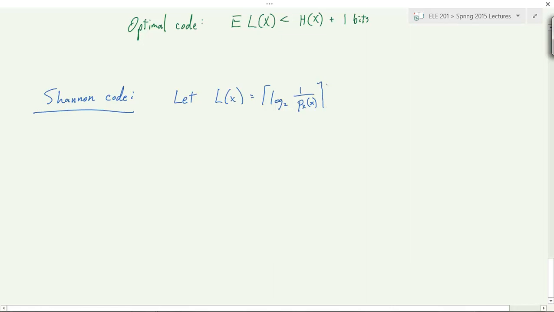The usefulness of the Shannon code is really just to very easily prove that you can get within 1 bit of entropy. All right? But we know this is usually not optimal. In fact, it's not even a viable attempt at an optimal solution because it doesn't even give equality in the Kraft inequality.